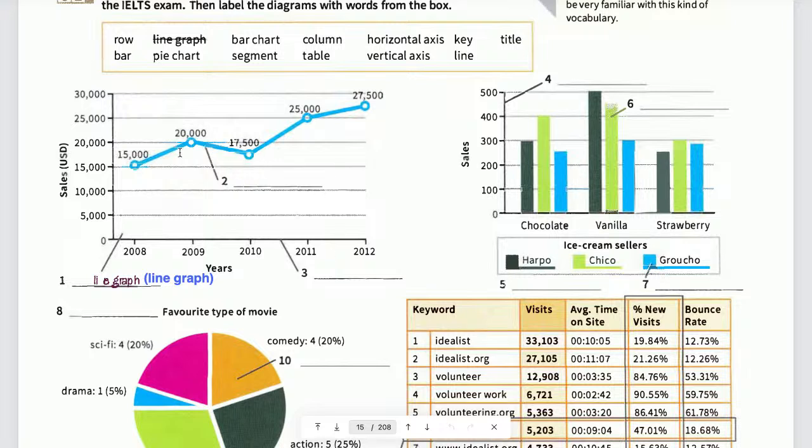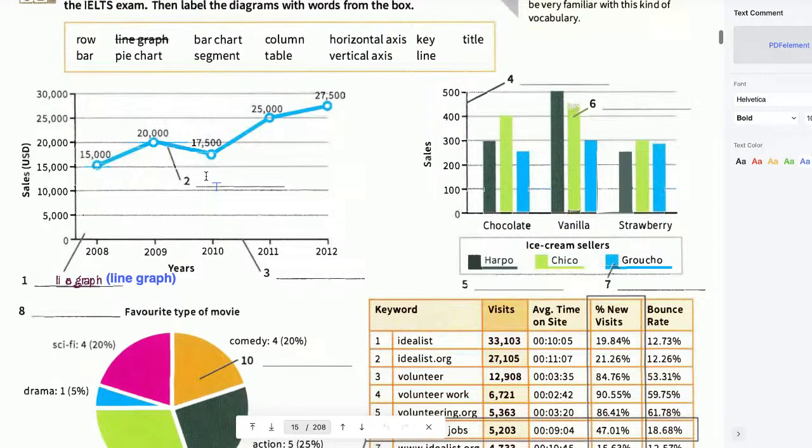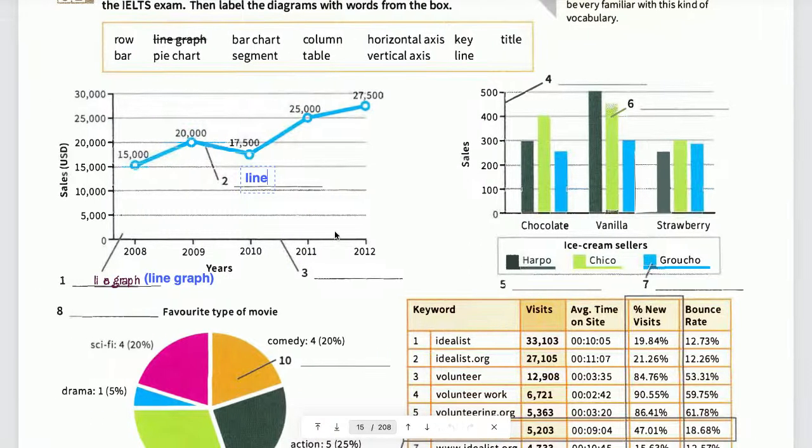You see the line over there, right? They point to the line over there. So how can we call this? How can we call number two? Yes, we call it line, right? And how about number three? You see number three is pointing to the big line, okay? Like the basic line there.